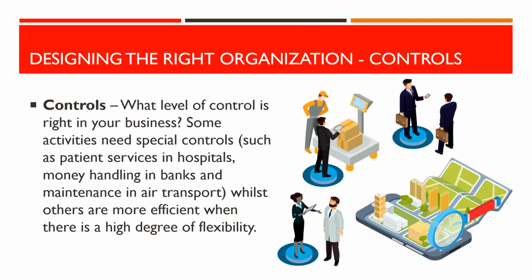And finally, controls. What level of control is right in your business? Some activities need special controls, such as patient services in hospitals, money handling in banks, and maintenance in air transport, whilst others are more efficient when there is a high degree of flexibility. These need to be taken into consideration when designing the organization.